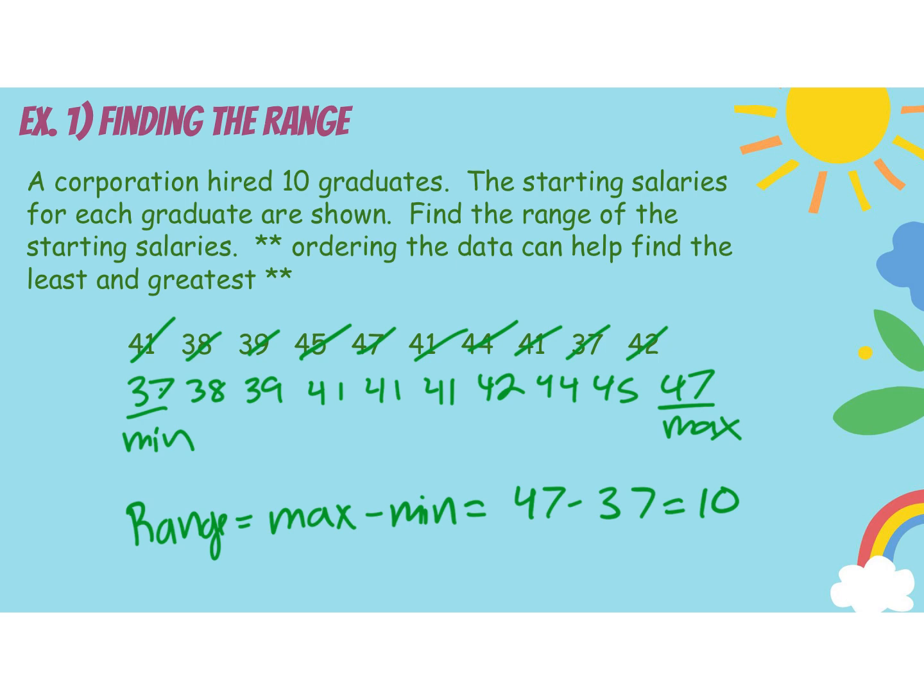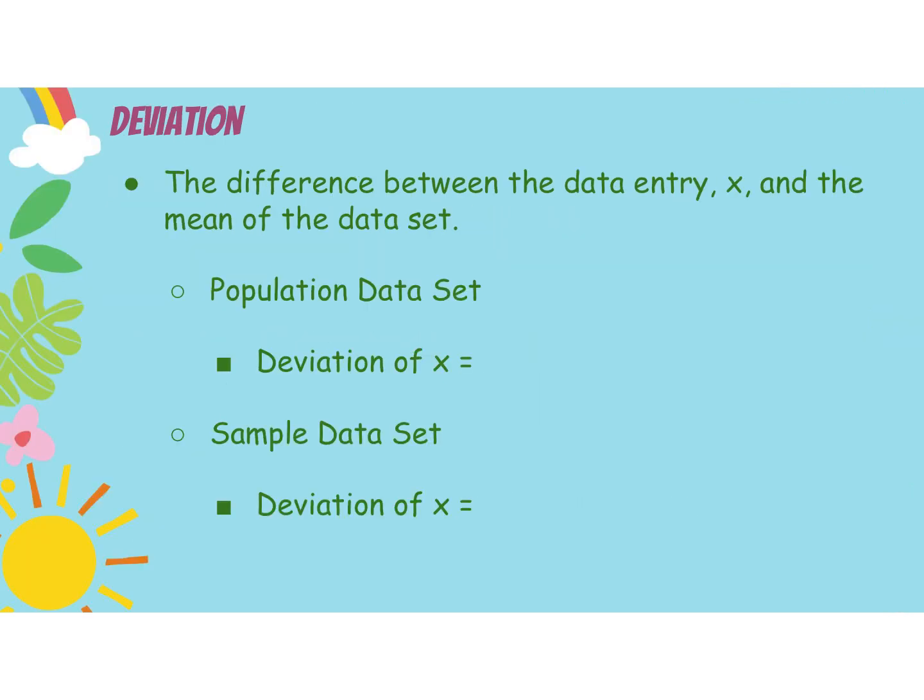Our next type of variation is called deviation. So that's the difference between the data entry x and the mean of the data set. So this is just any data entry, how far away it is from the mean.